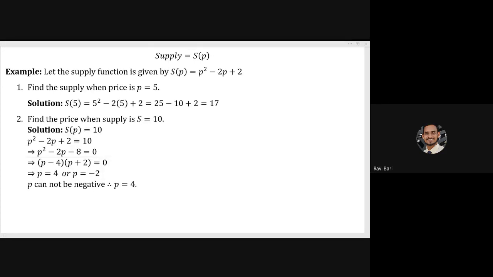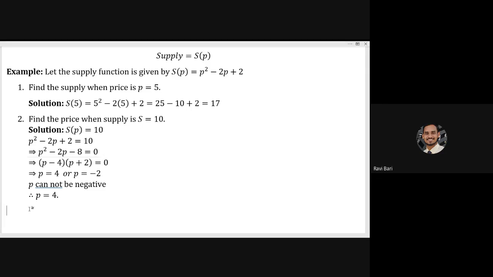Is this clear, everyone? Any doubt? Will you try to solve one more problem? Let's try one more problem based on demand.